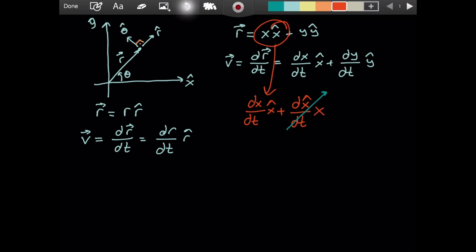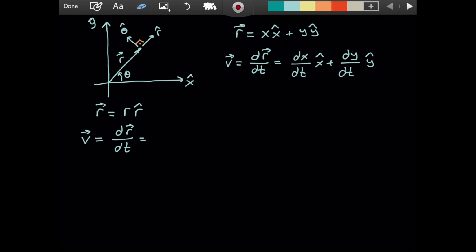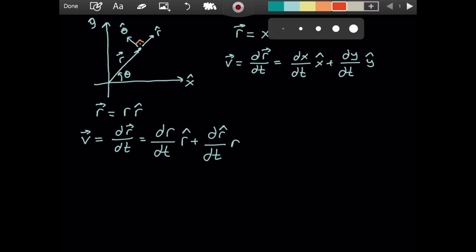And let me erase all of these so we have more space to work with. So now the question is, how do we take this derivative then? We will first of all use the product rule. So it's going to be dr by dt r hat plus dr hat by dt r. Right? And here, you could stop. This is perfectly fine. This is correct.